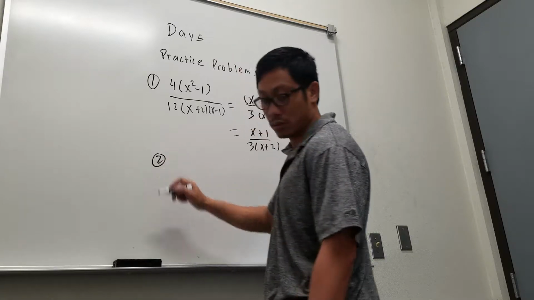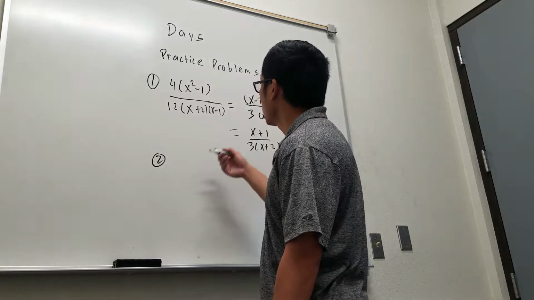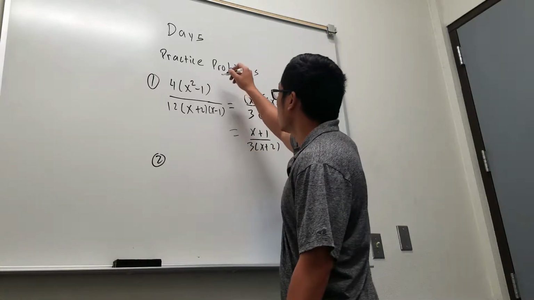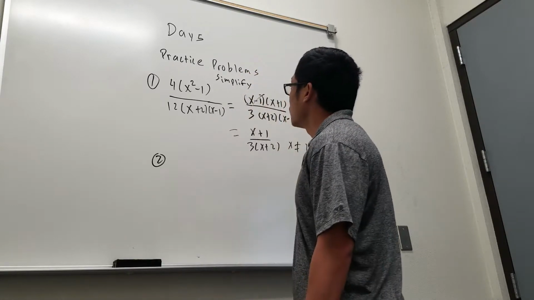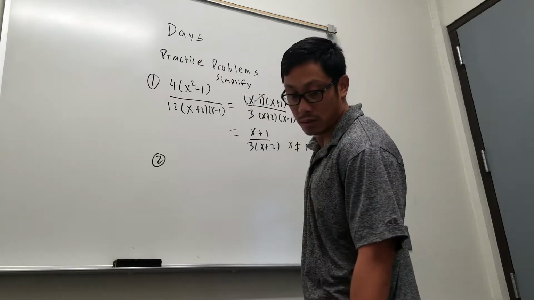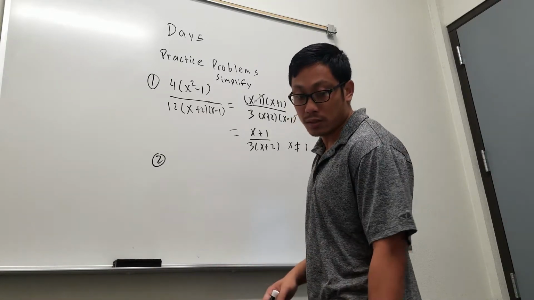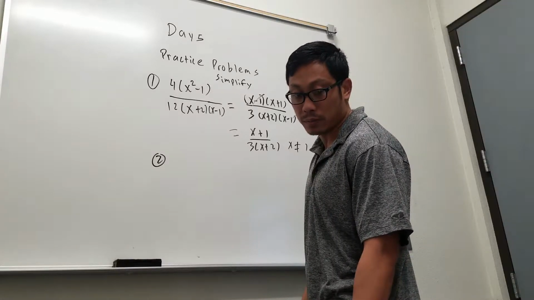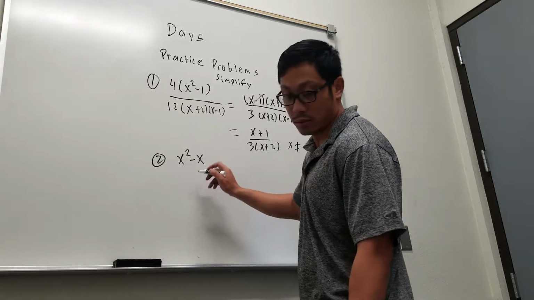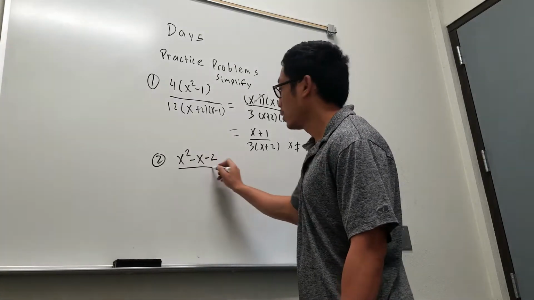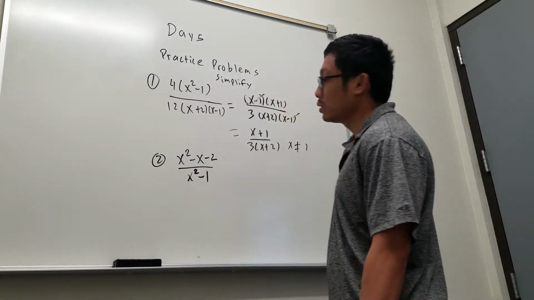Number 2. Oh yeah, what am I doing? It's obviously not multiplying or dividing, we're just simplifying. And we are simplifying for all of them. In some cases we multiply, in some cases we divide, in order for us to get the simplification of the problem. So we're basically just simplifying x squared minus x minus 2 over x squared minus 1. Okay, so you try it out.